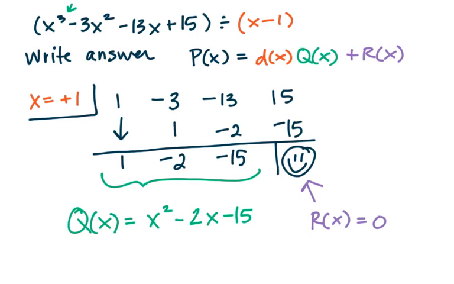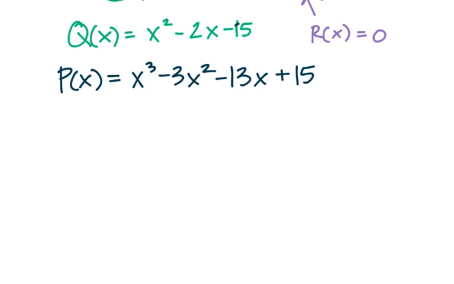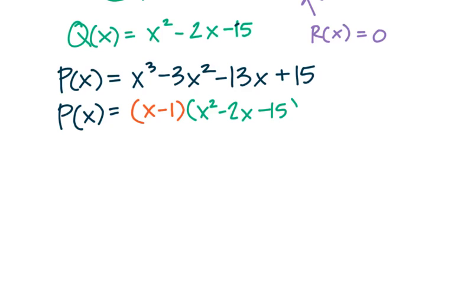If I want to write my answer in that form, we start with p of x equals x cubed minus 3x squared minus 13x plus 15. What we can say now is that p of x is equal to my divisor, x minus 1, times my quotient, x squared minus 2x minus 15, plus my remainder. My remainder here is 0. Do I really need to write that remainder? No, writing plus 0 doesn't change the problem at all.